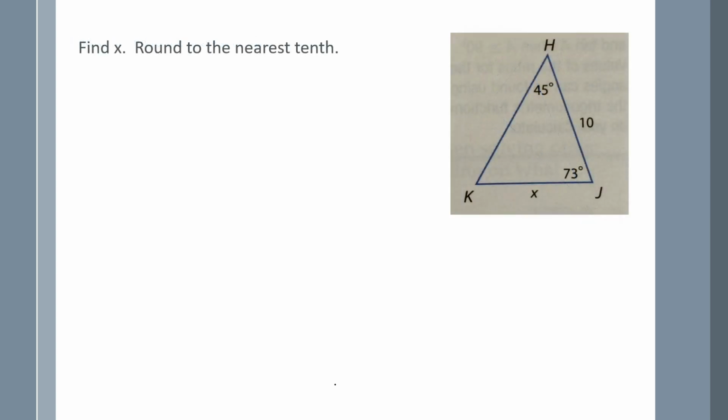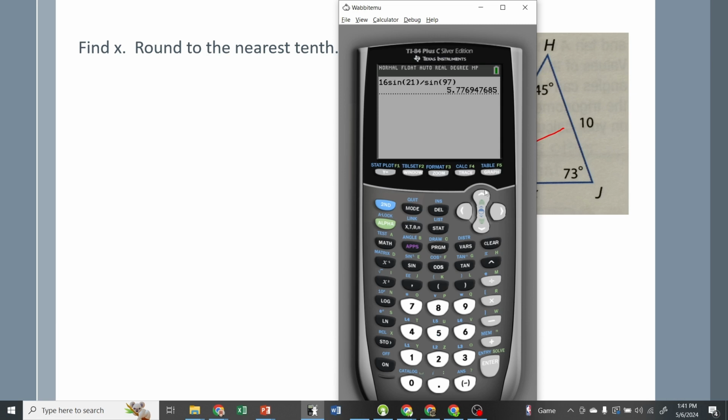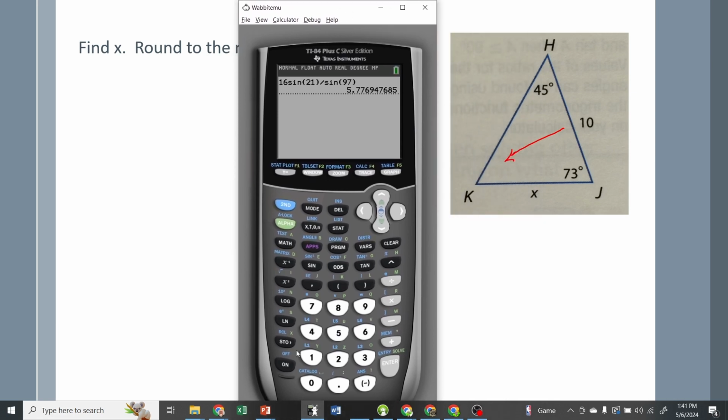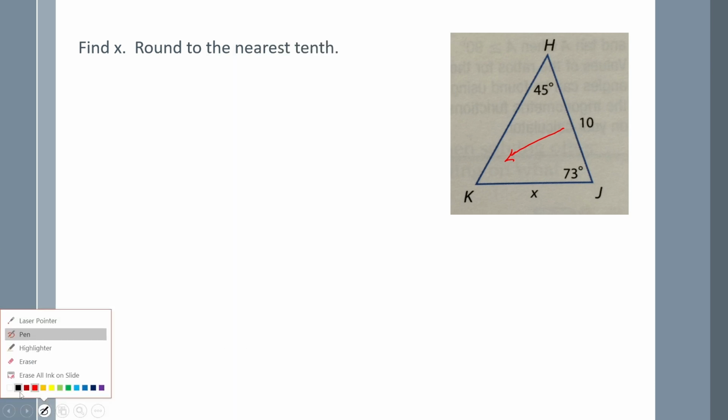Now in this problem, again, you always have to work with the angles that are opposite. Well, we have nothing here. We don't have a value. So we're going to use what we know about triangles, which is that all their angles have to add up to 180 degrees. So 45 plus 73 is equal to 118. So 180 minus 118 comes out to 62. So this angle here is 62 degrees.